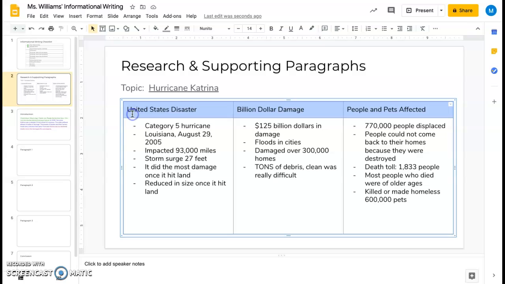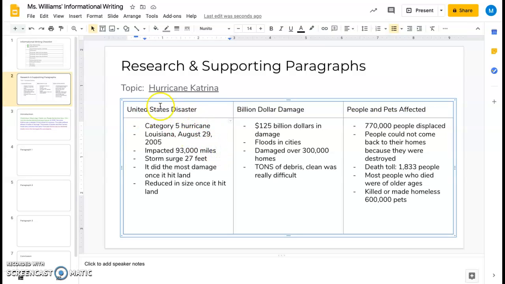that this is how I'm going to organize my paper. I'll write a paragraph about this, and it'll have this heading. I'll write a paragraph about billion-dollar damage with that heading, and I'll write a paragraph about all this information about people and pets affected. So your first job today is I want you to find your notes.